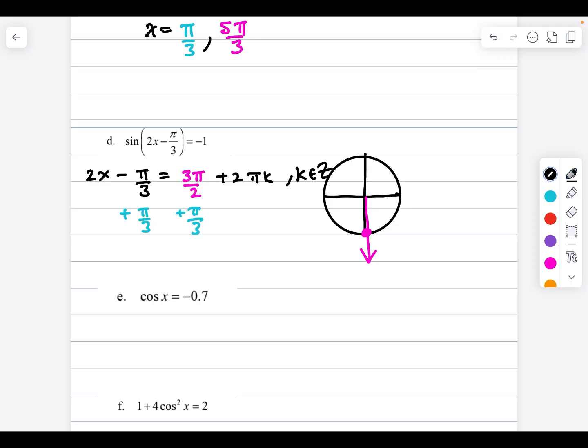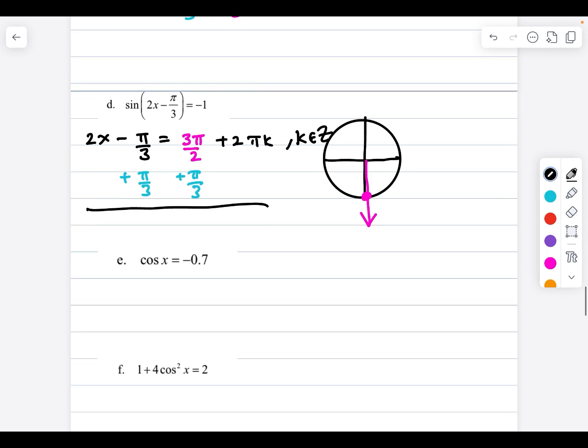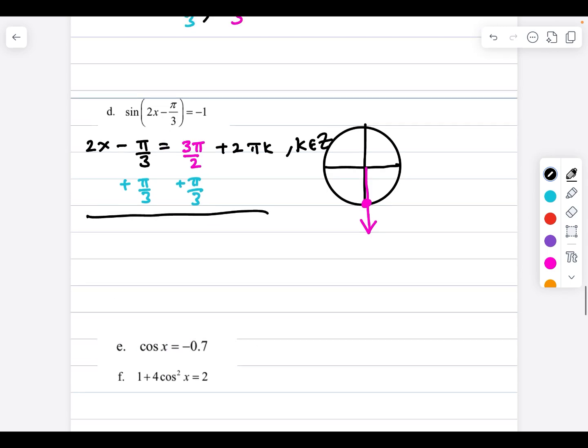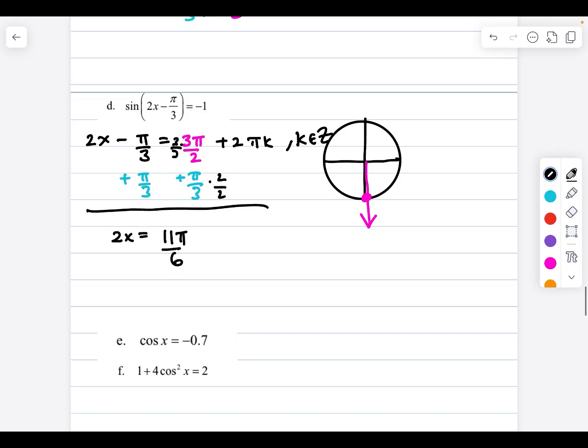And so I have to add these two angles, and they don't have a common denominator, so I'm going to multiply this by 3 over 3, multiply pi over 3 by 2 over 2. So I get 2x equals, that pink 3 pi over 2 is equivalent to 9 pi over 6, plus 2 pi over 6, that's 11 pi over 6. When I add up that pink and blue number, I get 11 pi over 6 plus 2 pi k.